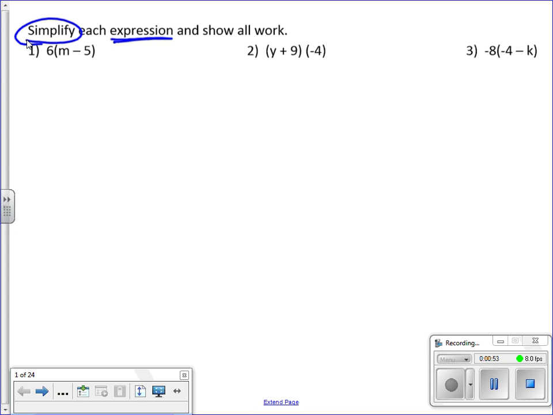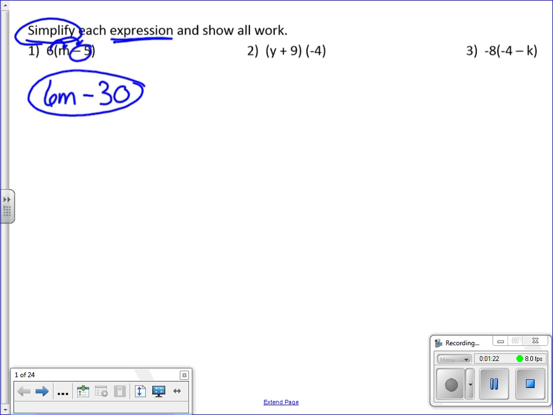I need to do 6 times m, which is going to give me 6m. And I have 6 times negative 5. Well, that's going to be a negative answer because a positive times a negative is a negative. And 5 times 6 is 30. So this here is my final answer for that because that is as simple as it gets. I can't subtract the 6m and the 30 because there's a variable involved. So that's as simple as it gets.